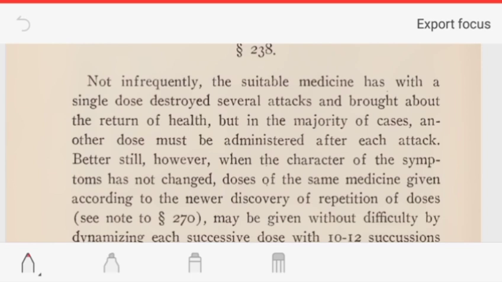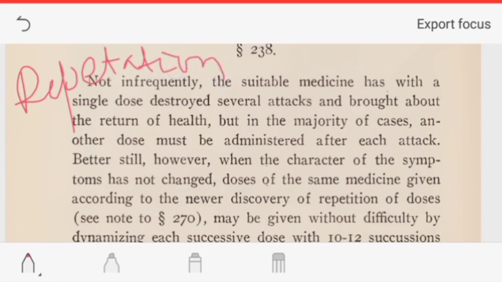It gives an indication of medicine and the repetition of a dose, how we will repeat the dose in the repetition schedule in the intermittent disease treatment, febrile type. Not frequently, which means the appropriate medicine should be given with a single dose to destroy the several attacks and bring a return to health. But in the majority of cases, another dose will be required after each attack.